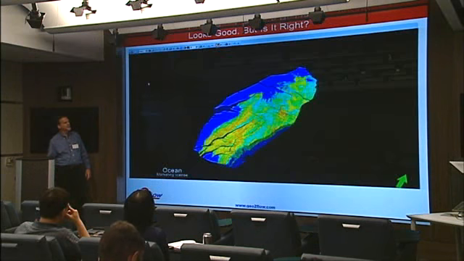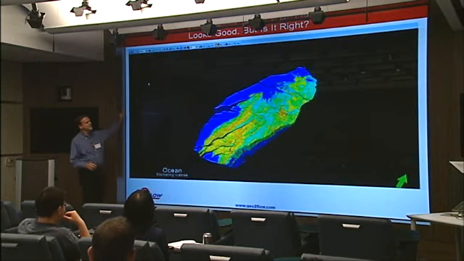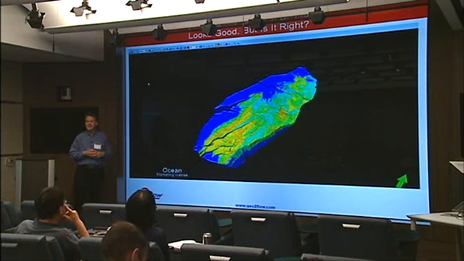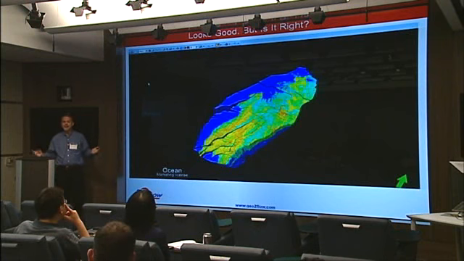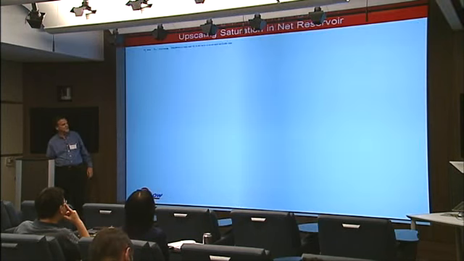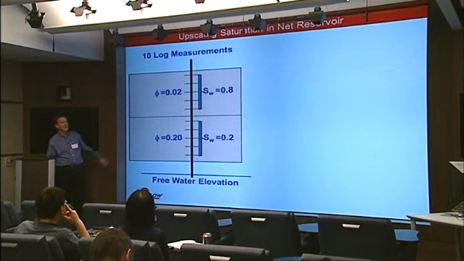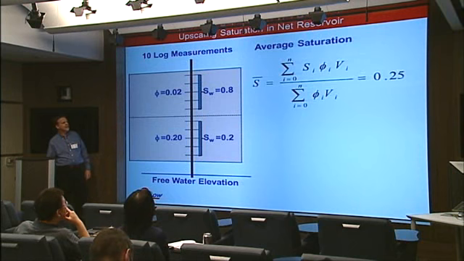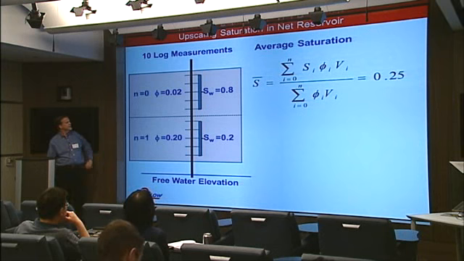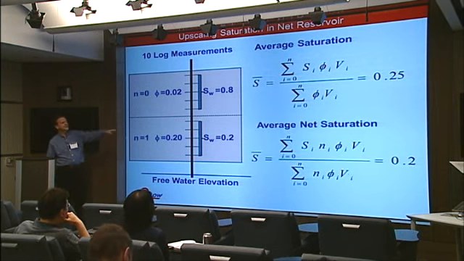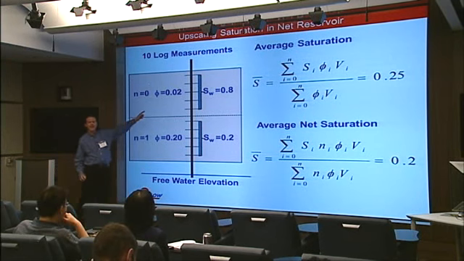Now, if you're using net to gross and you've got a beautiful picture, the question is, is it right? Are we honoring the logs for this picture? So let's look, if we have the 10 log measurements, but now I've got porosity that isn't 0. The average saturation would be 0.2 pore volume weighted, but if I assign a net to gross cutoff, the average net saturation would be 0.2, if I cut this off.